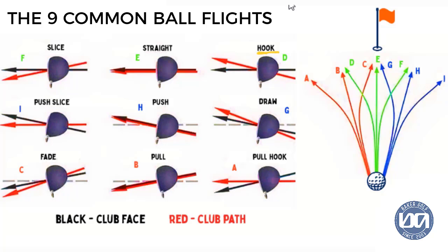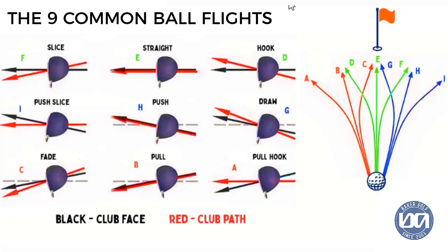Let's look at D, which is the hook. Right, so D is a ball flight that starts online towards the target, so the initial flight is online towards the target, but then after that it drifts off to the left. And the cause of that is the club path heading off from inside to out to the right of the target, yet the club face is square to the target line, yet it's closed to the club path, which gives us the right to left spin that causes the hook.